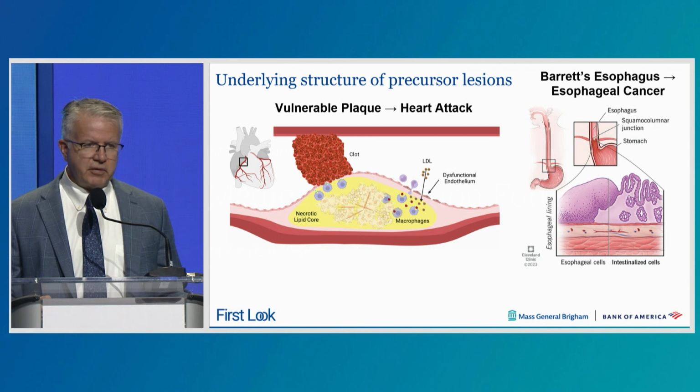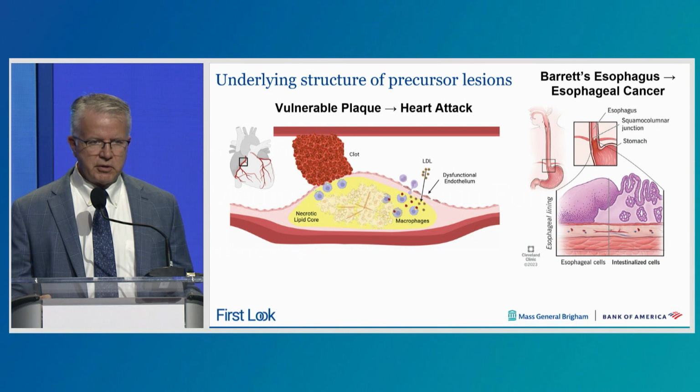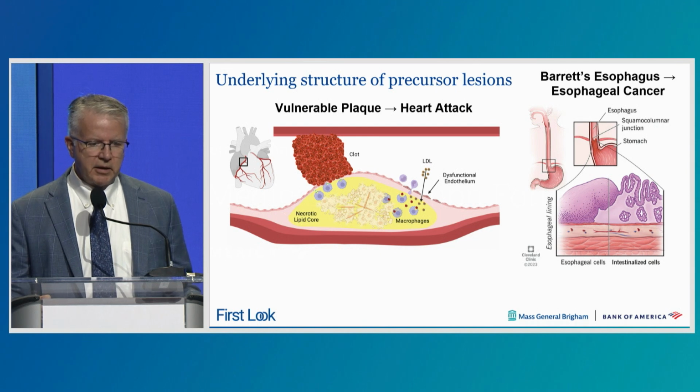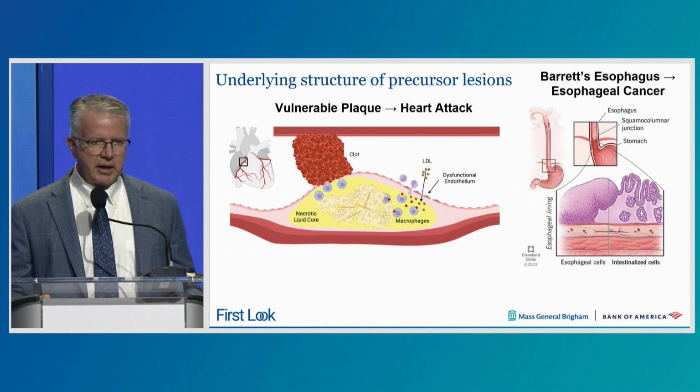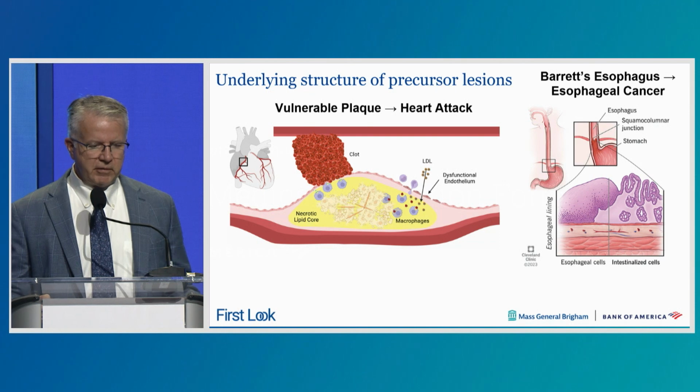For esophageal cancer, the precursor lesion is Barrett's esophagus, which is a change in the normal esophageal lining to lining that has cells that are like the intestine. And these cells can undergo genetic mutations, forming dysplasia, and as that dysplasia increases in severity, it can lead to invasive cancer.